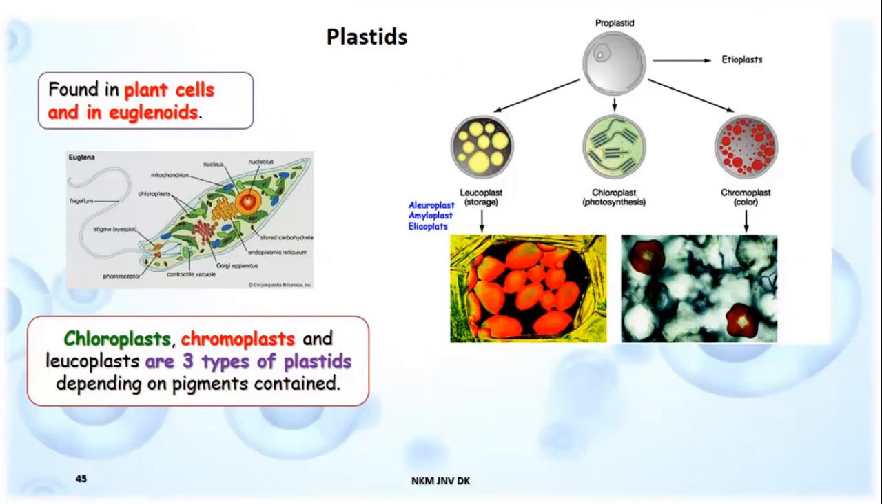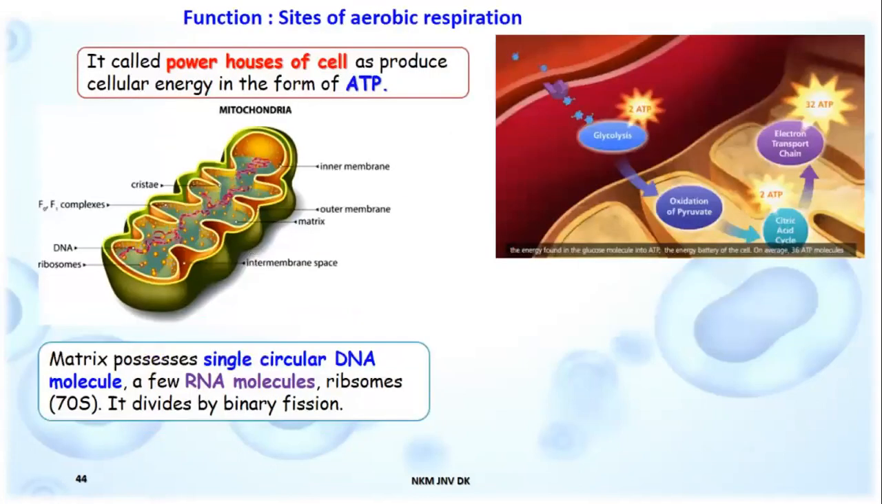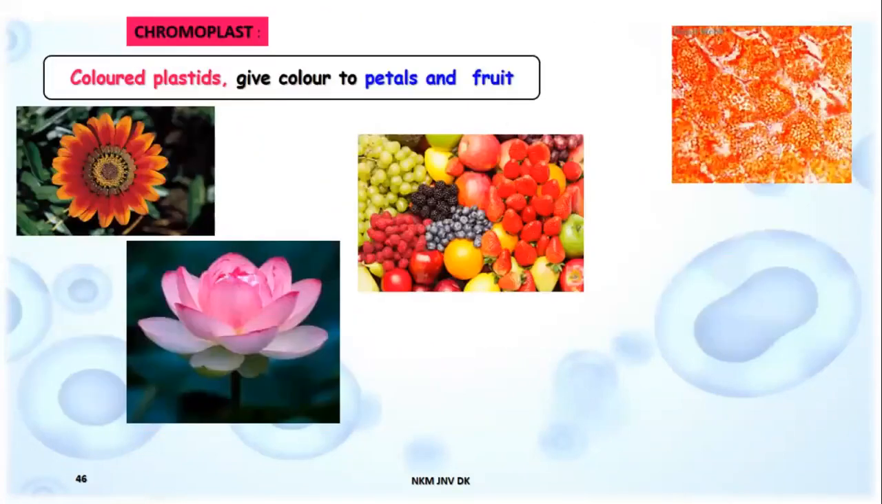Plastids are leucoplasts for storage, chloroplasts for photosynthesis, and chromoplasts for color. Proplastids and etioplasts can be formed by degeneration. Proplastids can be converted into three different kinds. Amyloplasts, aleuroplasts, and elaioplasts are the three types of leucoplast found in plant cells and in euglenoids. Chloroplast, chromoplast, and leucoplast are the three types of plastids, depending on the pigment contained. Chromoplasts give colors to the petals and fruits.